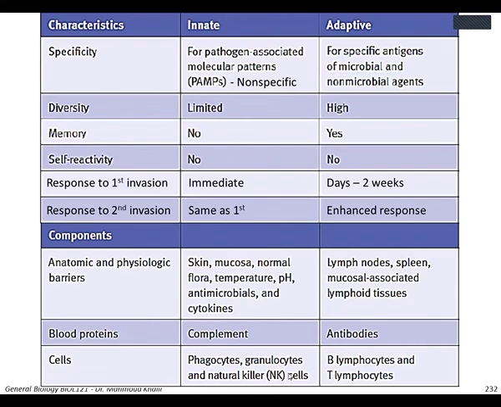For the cells, of course, the major two cells are the natural killer cells and the phagocytes. While for the adaptive, you have the B lymphocytes, with its subtypes, the plasma cells and the memory cells, and you have T lymphocytes with its subtypes, the T helper and cytotoxic T lymphocyte.